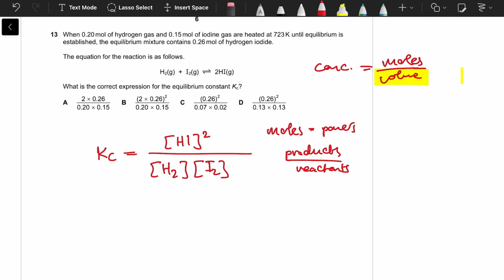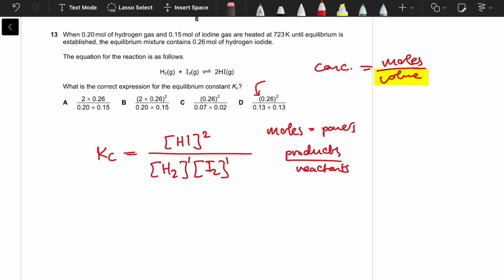Why? Well, because we don't need to, because the powers actually cancel out. So we don't write this, but H2 is actually raised to the power of 1, and so is iodine. Now, if you add the two powers on the bottom, we get 2 over 2, and that just gives us 1. So the volumes will end up cancelling out because they are equal. So you don't need the volume in this case.